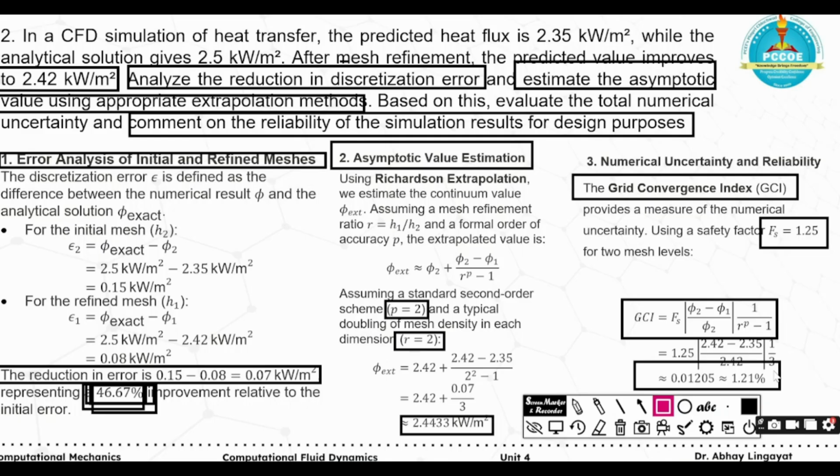So mesh refinement significantly reduces the error. The extrapolated value is close to the analytical solution, and the low GCI confirms that the simulation results are accurate and suitable for design purposes. As we discussed previously, Fs, which we used for calculation of GCI, you can take as 1.25 for your numericals, right? And similarly, R you can always assume in the range of 2.